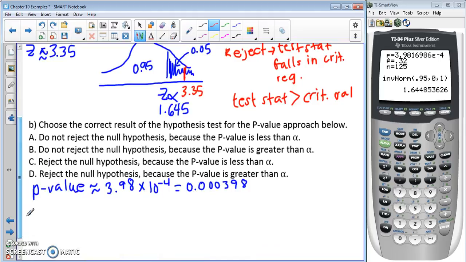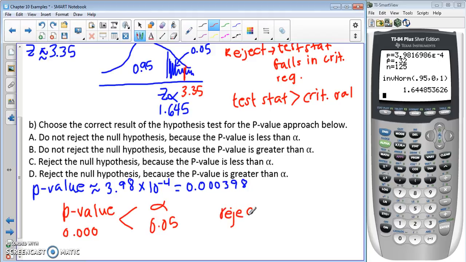So let's look at the p-value approach. We compare our p-value to alpha. Our p-value is pretty small, and it is possible here that you may type in 0.000 as an answer. In this case, that's probably what would happen. And alpha was 0.05, so the p-value is less than alpha, so we reject. So A and B are not possibilities, and we reject because the p-value is less than alpha.